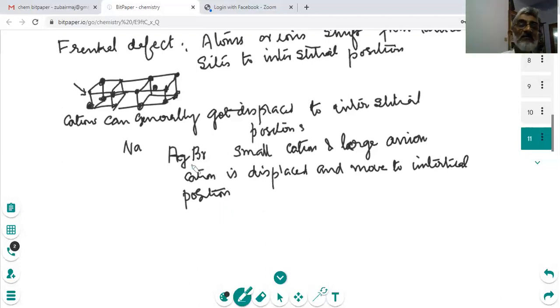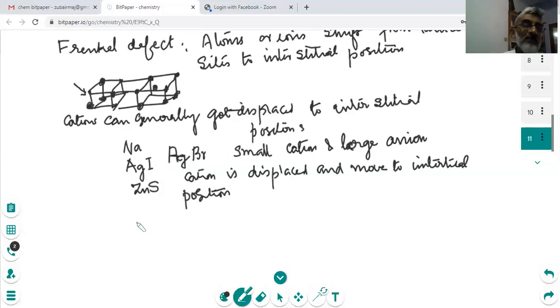The examples, as I told you, are the salts which have small cations and large anions. Such compounds will show these defects, and other examples are silver iodide, where iodine is still larger, and zinc sulfide. Sulfur is quite large. So these are the cationic defects.